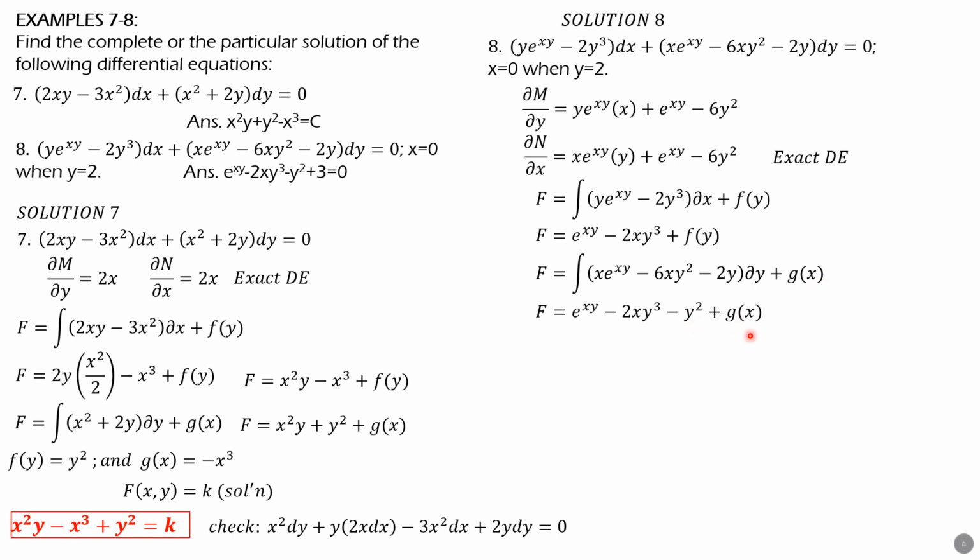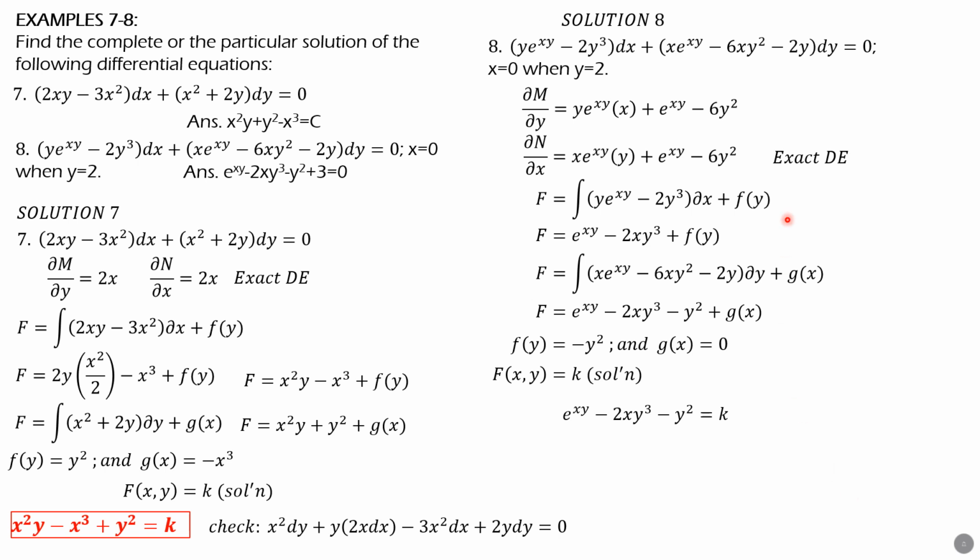So comparing these two, the terms present, f of y is, we have here negative y squared, while g of x is 0 because there's no function of x here alone. So f of y is negative y squared and g of x is 0. Since the solution is f of xy equals k, we have e to the xy minus 2xy cubed minus y squared equals constant.